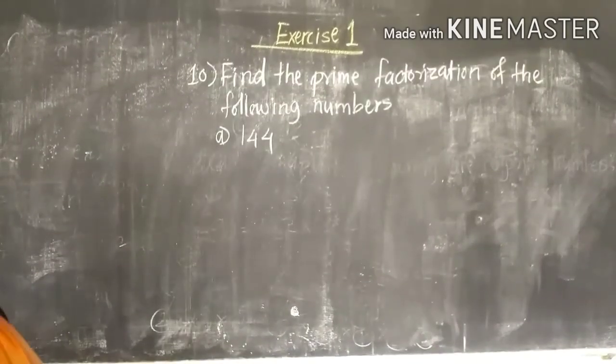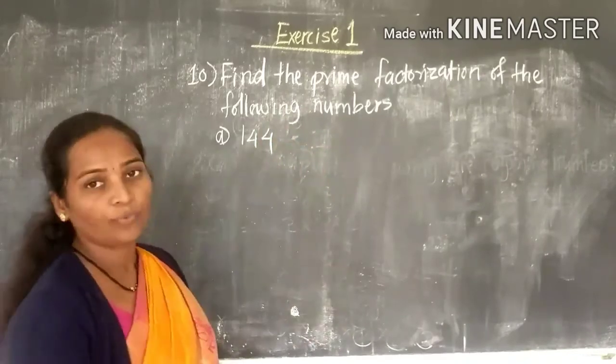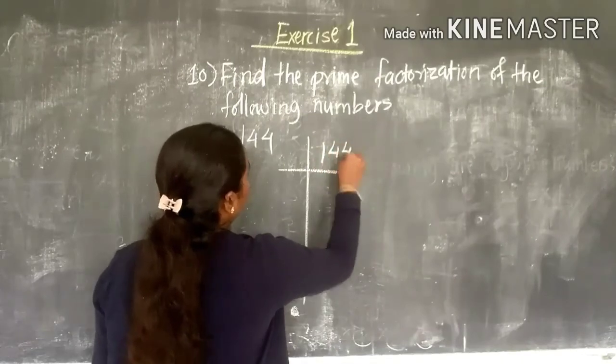See the students, here is the next question. Find the prime factorization of the following numbers. First number you have here, that is 144. Okay.